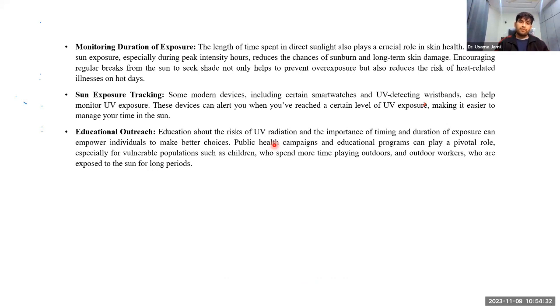So monitoring the duration of exposure is also important. Sun exposure tracking, educational outreach. So these are different behavioral steps we can utilize to minimize the sunlight exposure.